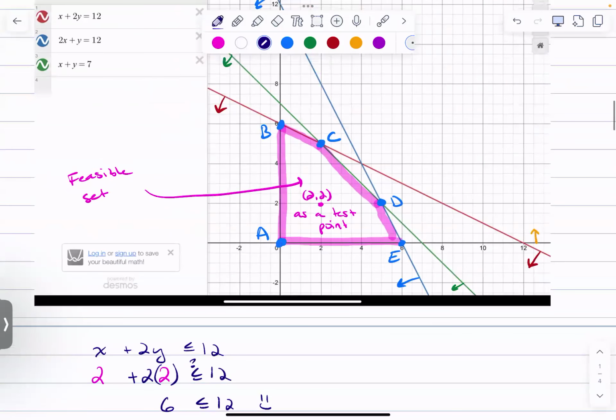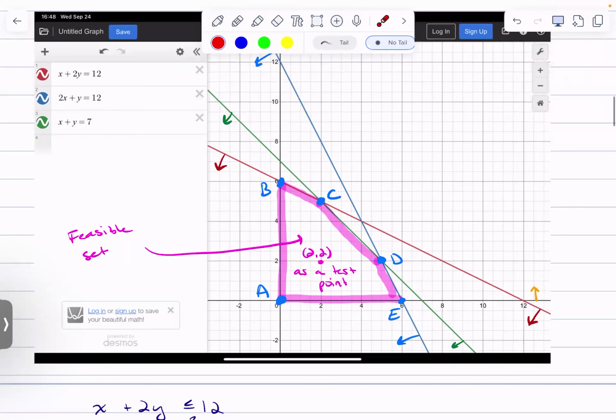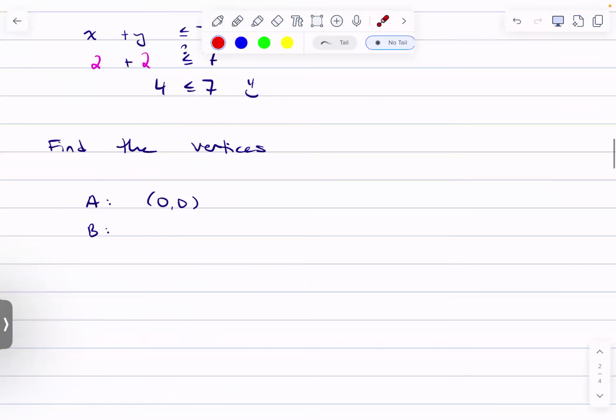B, now it's nice to be able to look and confirm, but I will be looking for your work, right? I need to see that you know how to do it. Okay, that's what's important. So I suspect it'll be at 0, 6, right? But let's confirm. How do we confirm? Well, this is the intersection of x equals 0 and the red line, which is x plus 2y is equal to 12. Okay? So I'm going to write that out.